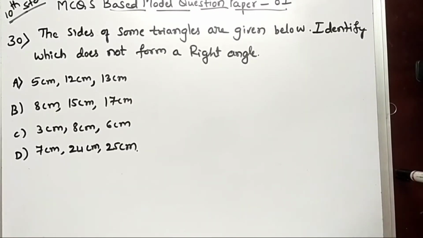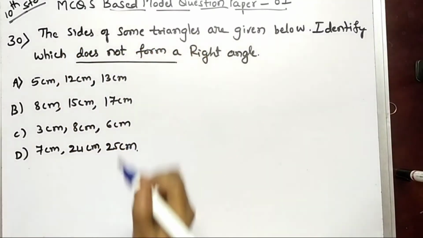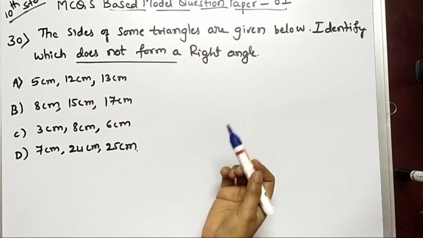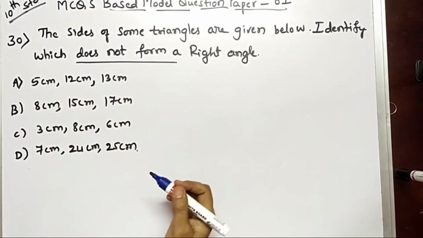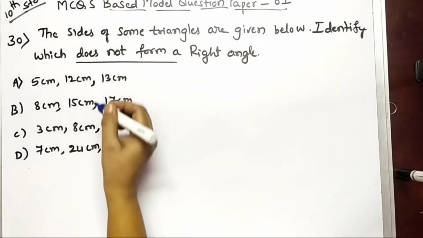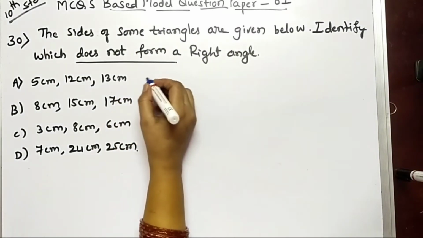Question number 30. The sides of some triangles are given below. Identify which does not form a right angle. See the question, which does not form. For a right angle, the condition is: take the biggest side and square it.